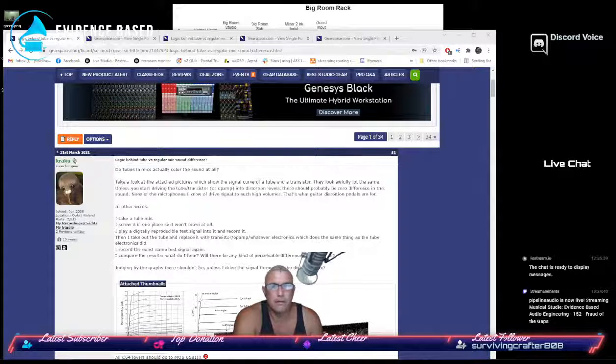Okay. So, they look awfully a lot the same. Unless you start driving the tube, transistor, or op amp into distortion levels, there should probably be zero difference in the sound. None of the microphones I know of drive the signal to such high volumes. That's what guitar distortion pedals are for.